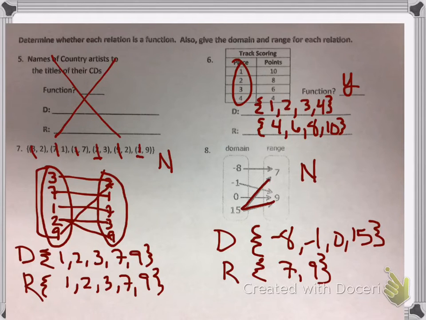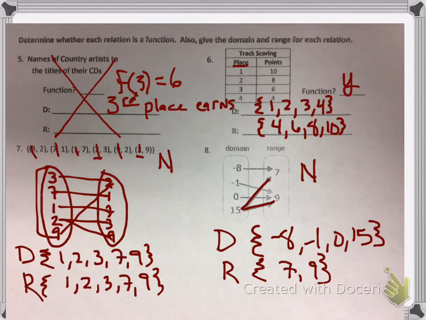Notice here again, how can you tell if it's a function? Now, I will add this to this because I'm going to go over it with number 12. Keep in mind, I can give you something like this and say, like on number 6, what does f of 3 mean? Well, obviously f of 3 gives you a 6, but what it means is if you get third place, you can write it out as a sentence: third place earns 6 points. Something like that, or if you get third place, you get 6 points.